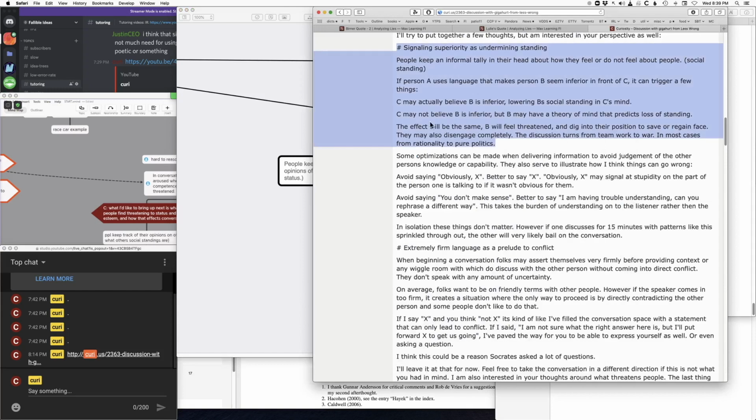Okay, let's discuss what people. So he's trying to tell us something that threatens people, which is this thing: A uses language that makes person B seem inferior in front of C. So that threatens people. Yes, like A could say, I think B is wrong on X, and then B is afraid: oh my God, what's C going to think of me?